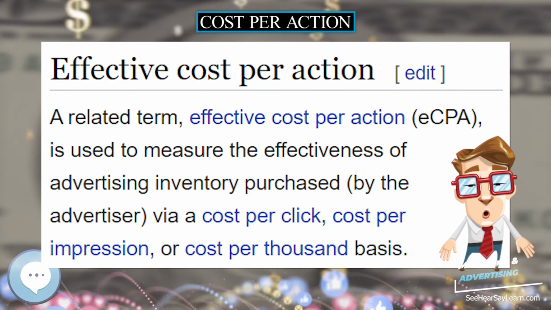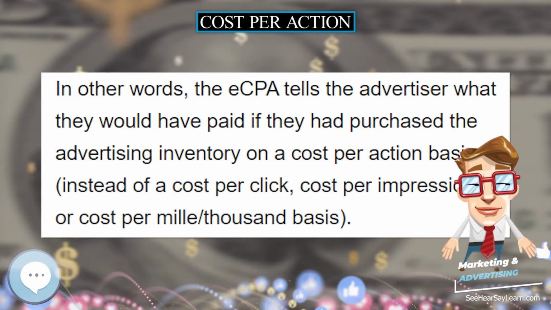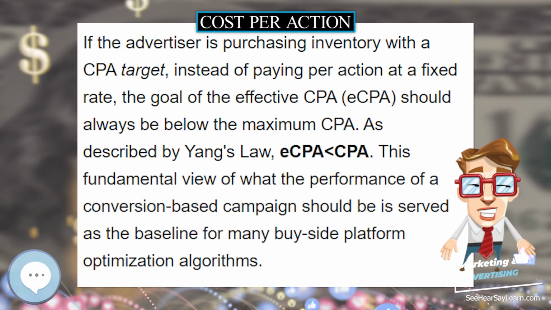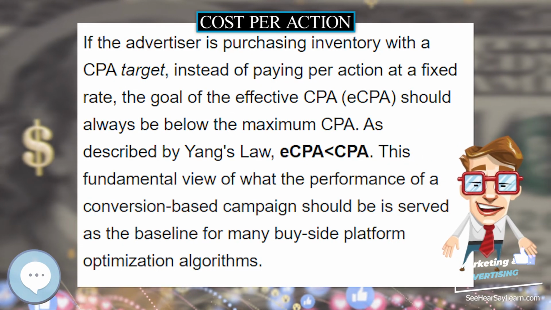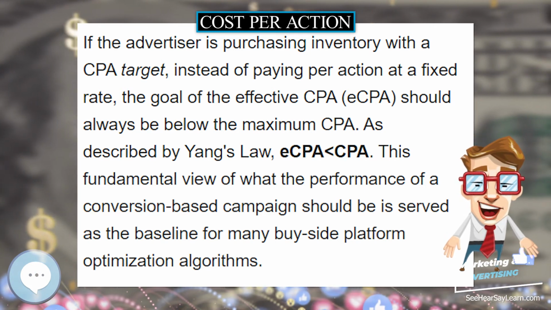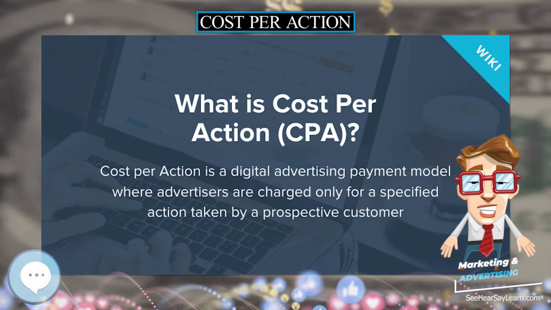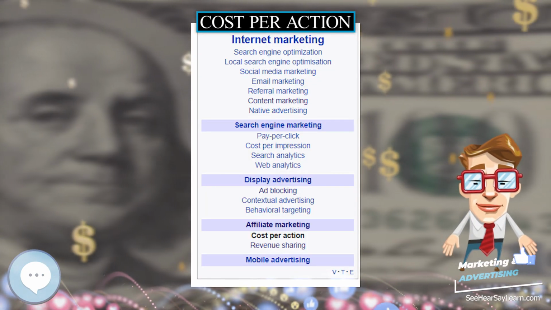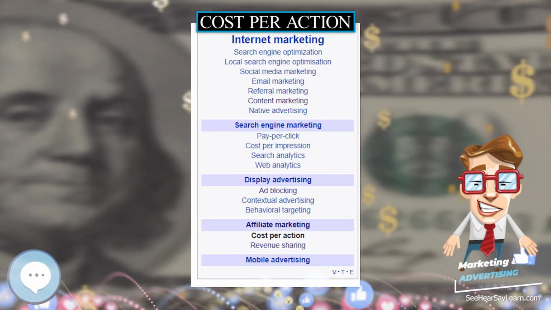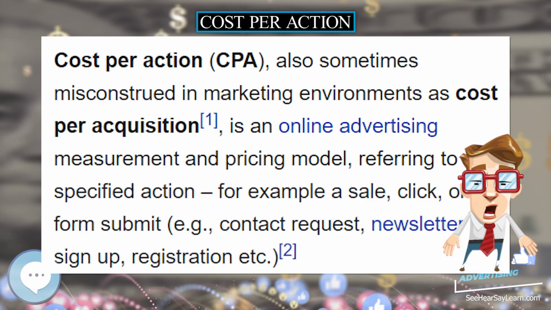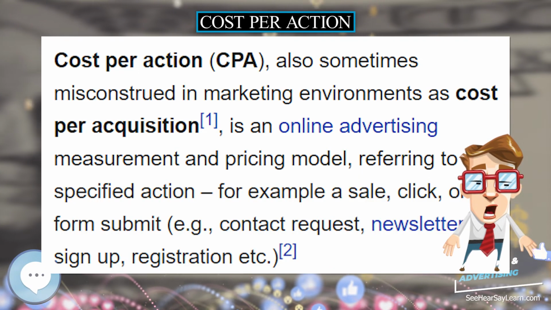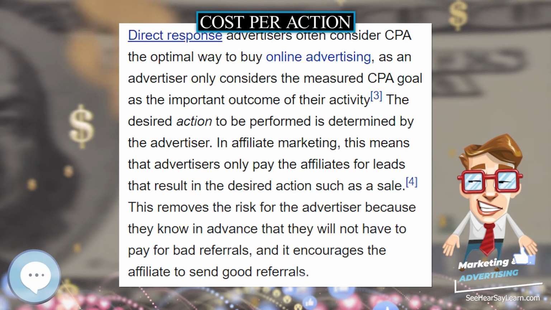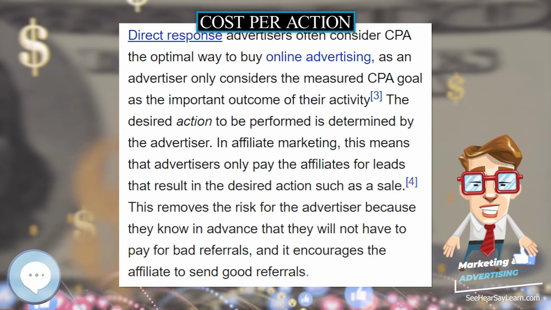Effective cost per action. A related term, effective cost per action, ECPA, is used to measure the effectiveness of advertising inventory purchased by the advertiser via a cost per click, cost per impression, or cost per thousand basis. In other words, the ECPA tells the advertiser what they would have paid if they had purchased the advertising inventory on a cost per action basis, instead of a cost per click, cost per impression, or cost per mille/thousand basis.